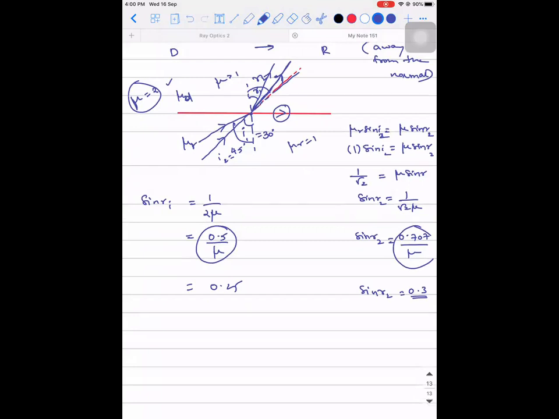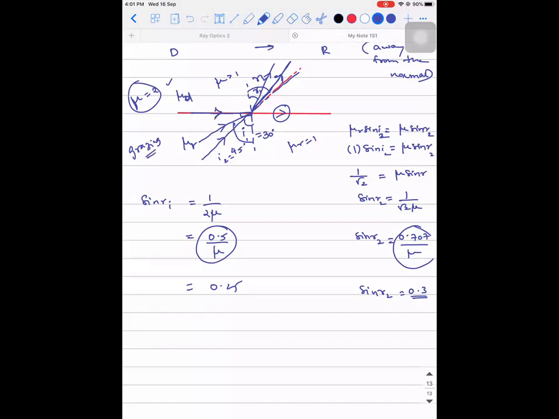The maximum that is possible is you can make the ray graze along the surface. Means what should be the angle of incidence? No, 90. Grazing along the surface means 90. Moving along the normal is 0. Grazing means moving along the boundary. It's called grazing. They use this word a lot, especially in the case of prism.